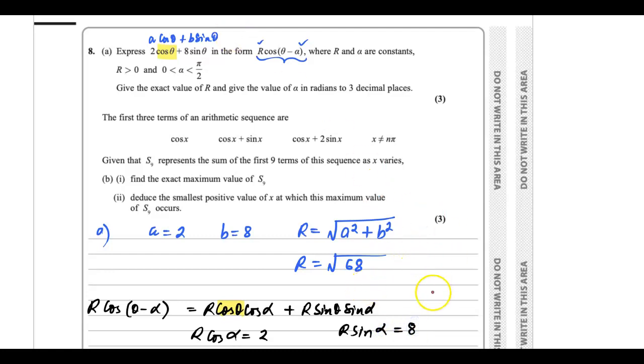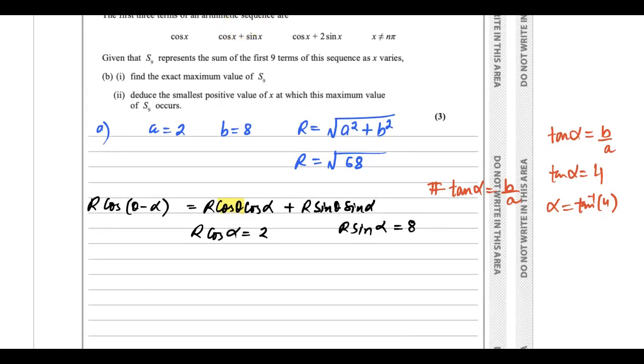Overall, the quick short trick is, every time you have done it in your learning time, tan alpha is always b over a. So instead of comparing, expanding, writing, you can directly write tan alpha is b over a. That is tan alpha is 8 over 2, which gives you 4. So alpha is tan inverse 4.